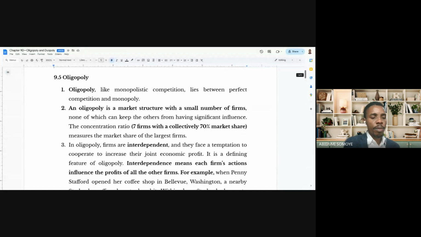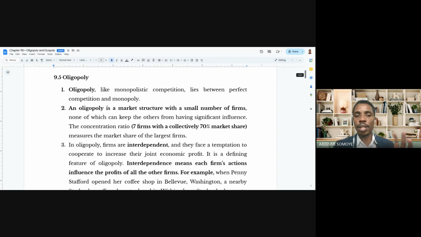Very quickly, perfect competition: many buyers and many sellers. Monopoly: one dominant seller. Monopolistic competition: you also have a high level of competition, with many buyers and many sellers. And for oligopoly, you have very few sellers, a small number of firms, none of which can keep the others from having significant influence.